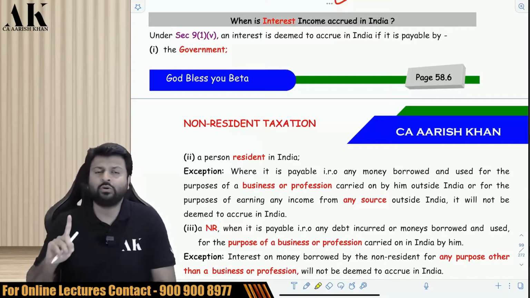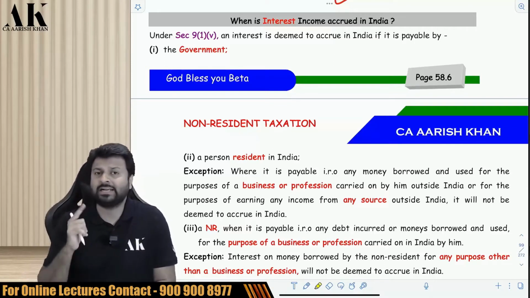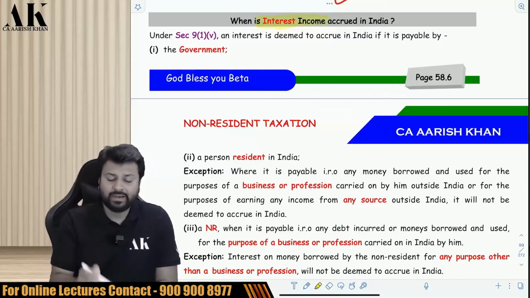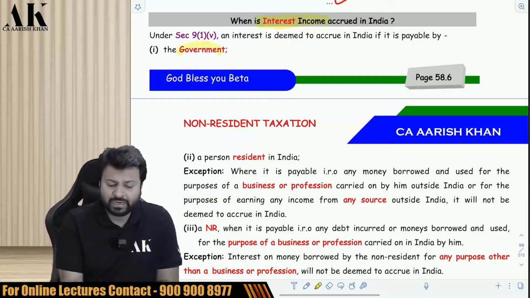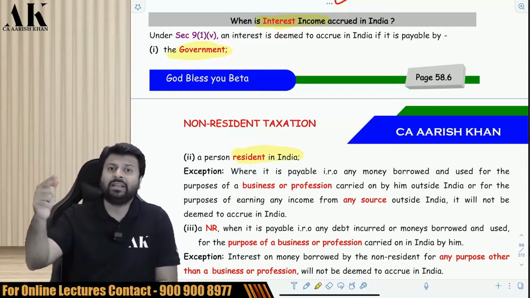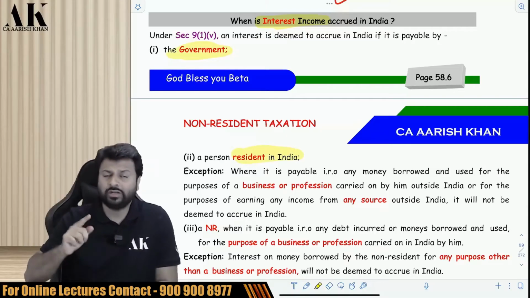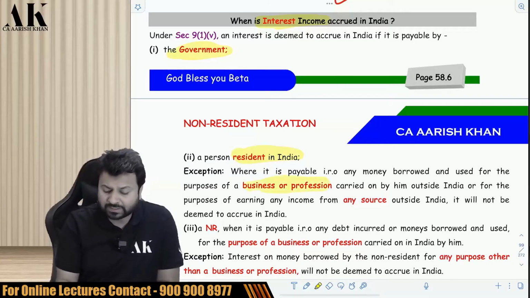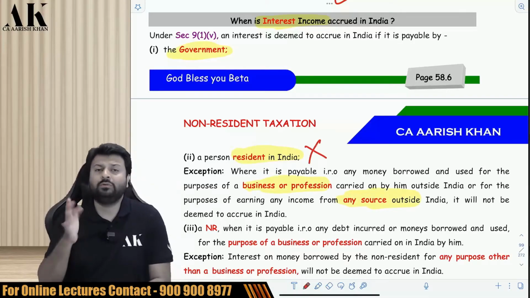First of all, we'll try to identify when interest, royalty and FTS are deemed to accrue or arise in India. When is interest income deemed to accrue or arise in India? As per section 9(1)(v), it is deemed to accrue or arise in India if it is payable by government, or if it is payable by a resident. But if it is payable by a resident for the purpose of business and profession outside India, or for the purpose of another source outside India, then it will not be deemed to accrue or arise in India.